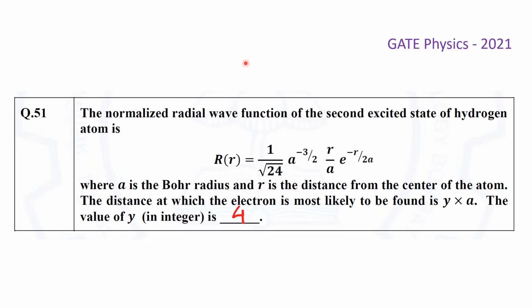We have already solved this problem, and we have also discussed some important tricks which will be very useful to tackle this type of problem very easily. We found that the answer of this numerical answer type question is 4. So the distance at which the electron is most likely to be found will be 4 times the Bohr radius.